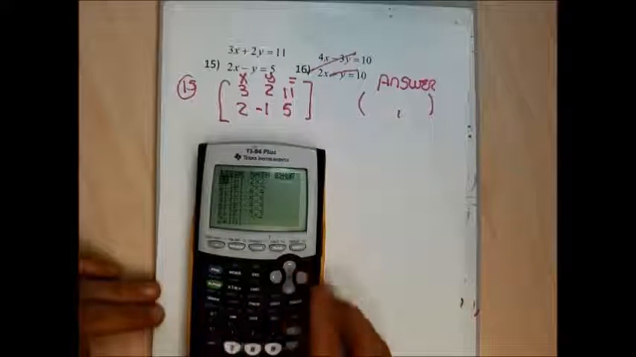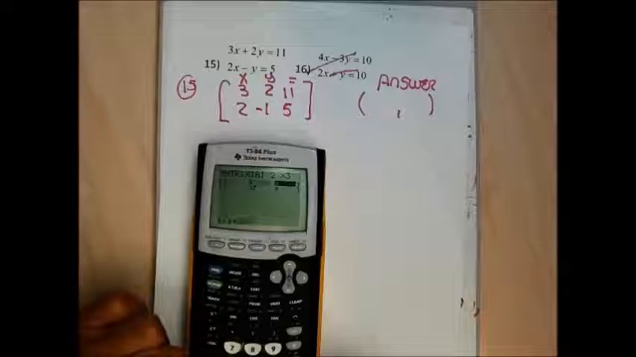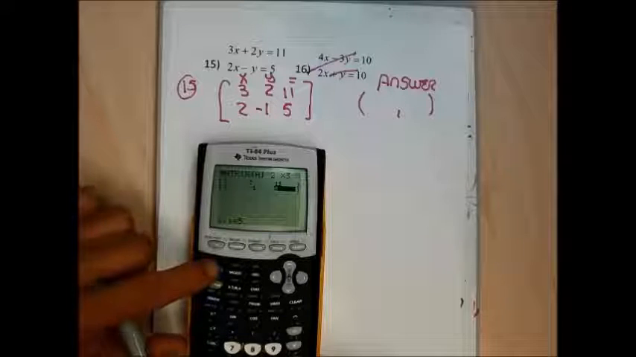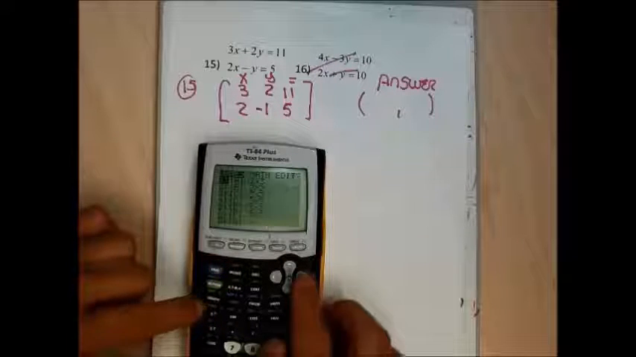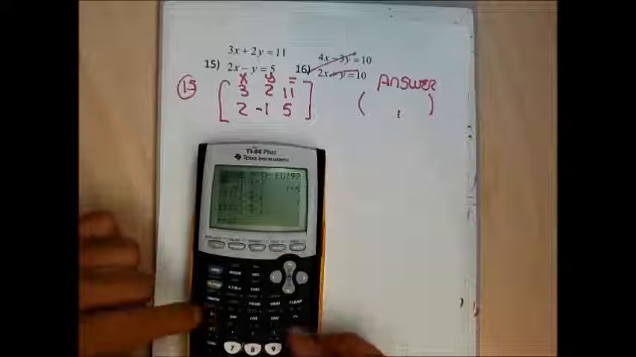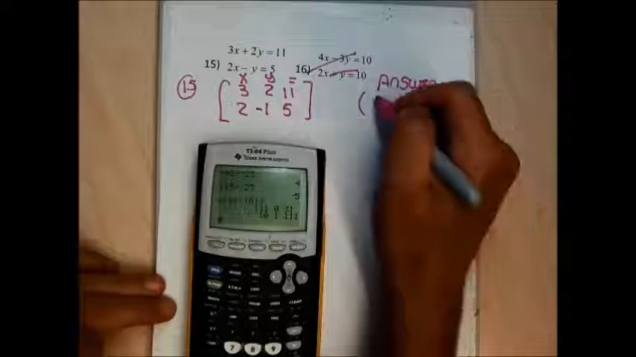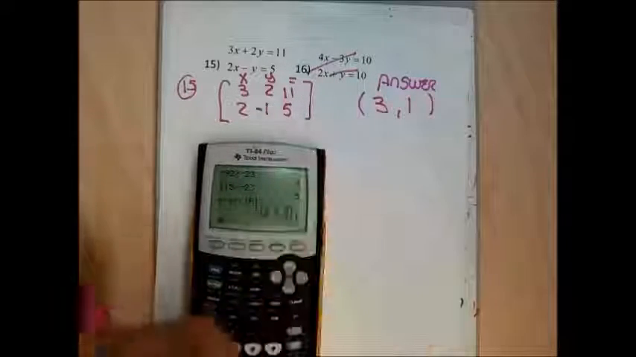Second matrix, edit, that's a 2 by 3 matrix, 3 enter, 2 enter, 11, 2 enter, negative 1 and 5. Second quit, second matrix, math, RREF, second matrix, enter. Looks like the answer is x equal to 3, y equal to 1.